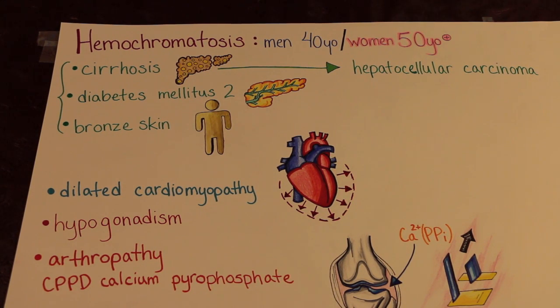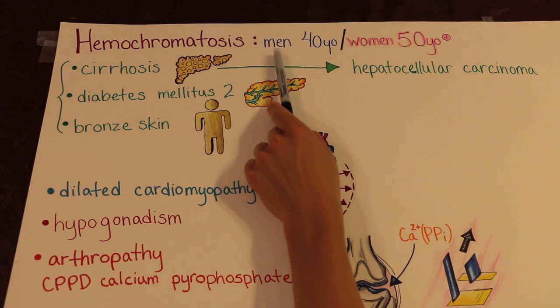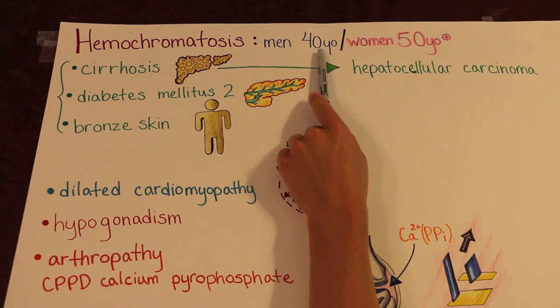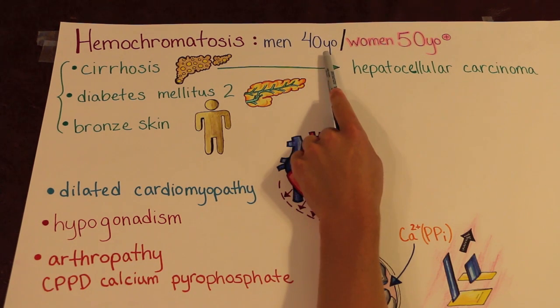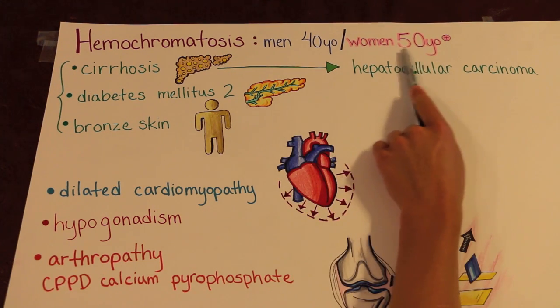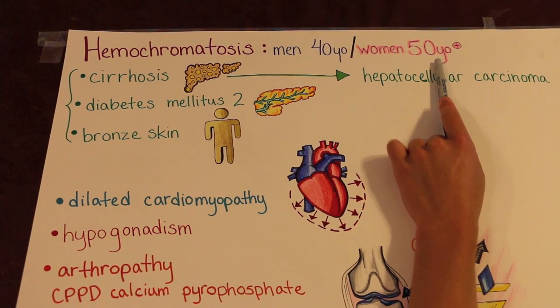So a key thing to remember is that it takes time for iron to accumulate and cause end organ damage in hemochromatosis. Typically, males are going to present earlier, around an age of 40 years old, when total body iron stores are greater than 20 grams. Women will present later by about 10 to 20 years because of chronic blood loss through menses that acts to delay the accumulation of iron.